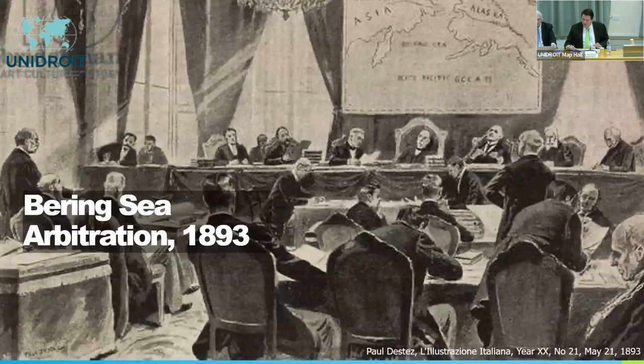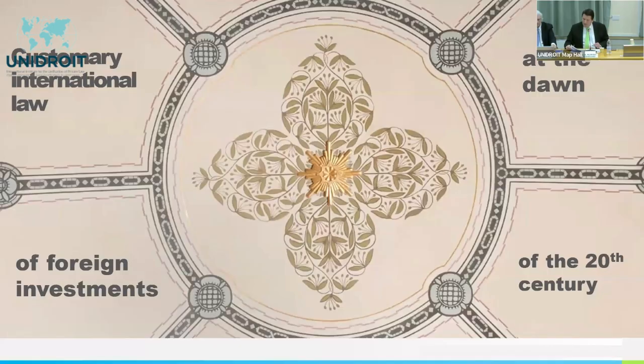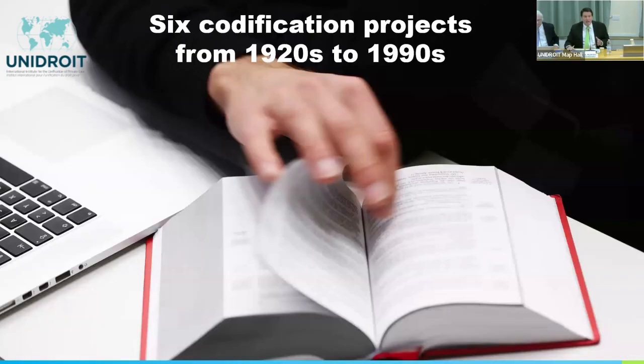At the dawn of the 20th century, the international customary law of investment protection was highly unsatisfactory. Its often vague rules frequently led to varying interpretations, which were reflected, for instance, in the compensation calculation. Several efforts have been attempted to develop and codify custom. 6 codification projects failed between the 1920s and the 1990s.